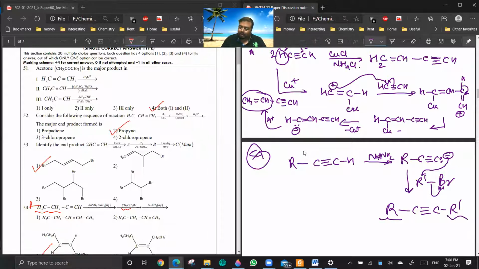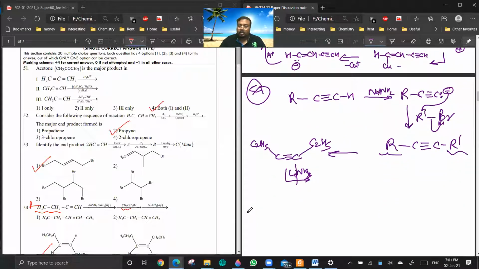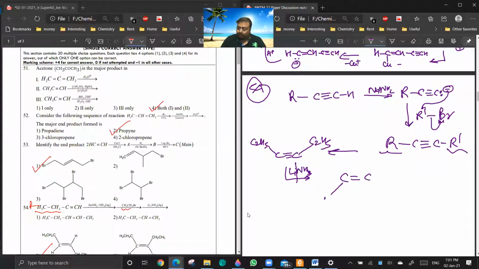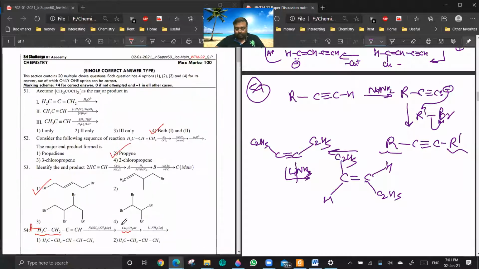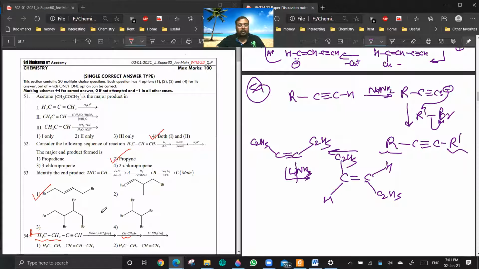R is also Et and R dash is also Et. I'm writing it like this: C2H5, C triple bond C, C2H5, and lithium and NH3. It will give Birch reduction. So the hydrogens will be coming anti to each other? Yes or no? So the answer should be option number 3. Are you getting it? Yes or no? Yes, sir. Okay. Any other doubt in this paper?